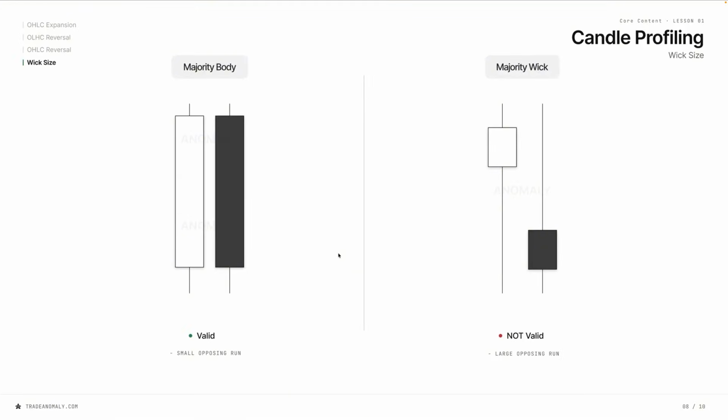So now let's cover wick size. We're going to be covering expansion candles and reversal candles. What do they have in common? Expansion candles, which is what we want to ideally trade, have small wicks. Go into any time frame, any market. What do all expansion candles have in common? A small wick. So we can really use this to our advantage to filter out price so that we can only be on side with expansion candles.